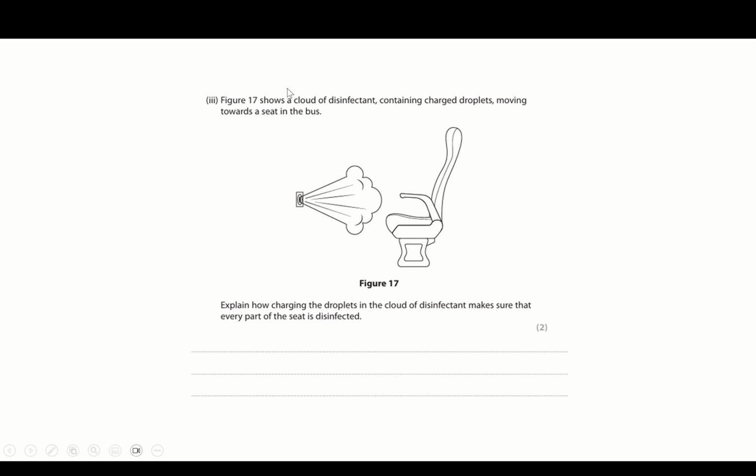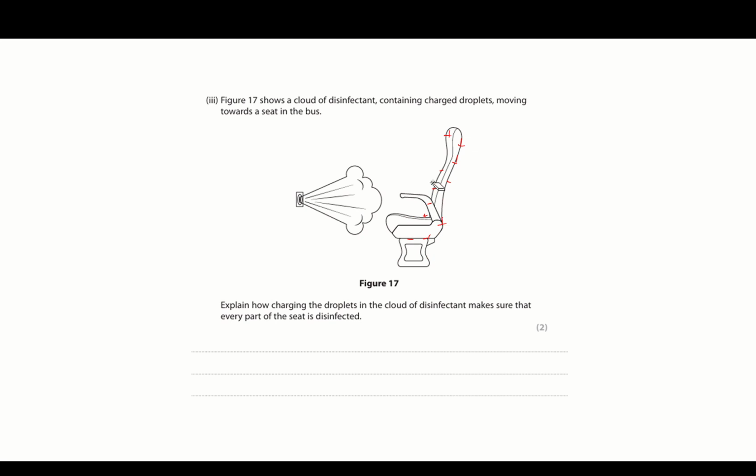On to the next part. We've now got a cloud of disinfectant containing charged droplets towards the seat in a bus, so we know that this is at 0 volts. Explain how charging the droplets makes sure that every part of the seat is covered. Whereas with a normal spray it'll just go in the direction that you spray it, on this one it'll be able to go around the back, because we'll induce a charge as we spray this. These negatives will induce charges on the front of the seat, causing them to attract. So kind of handy.